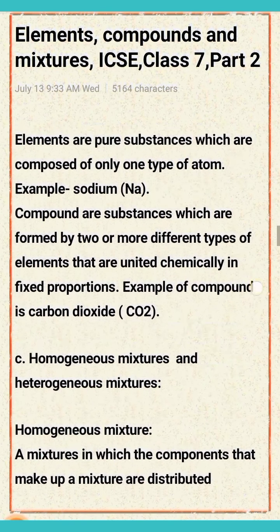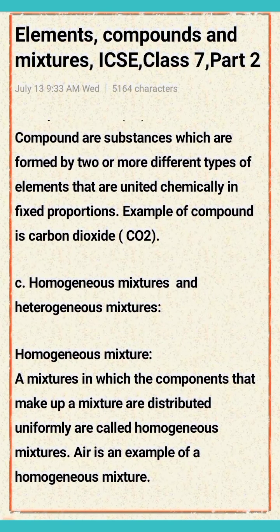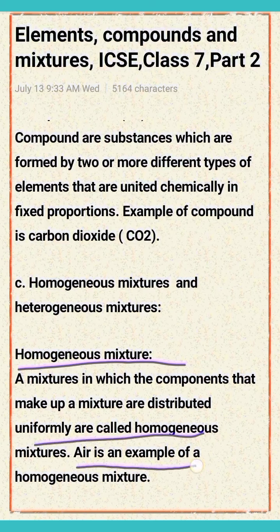Next difference, question number C, homogeneous mixture and heterogeneous mixture. Homogeneous mixture: a mixture in which the components that make up the mixture are distributed uniformly is called a homogeneous mixture. For example, here is an example of a homogeneous mixture.